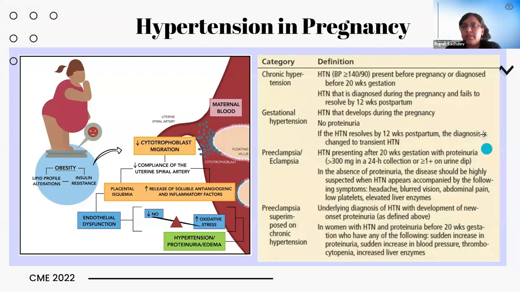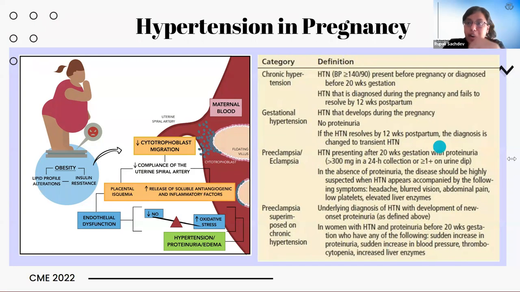Okay. Another very important obstetric emergency is hypertension in pregnancy. Hypertension in pregnancy is essentially an umbrella term involving a lot of different categories of how we subcategorize the hypertension. So you have something called chronic hypertension, in which the BP is more than 140 by 90 before pregnancy or before 20 weeks of gestation.